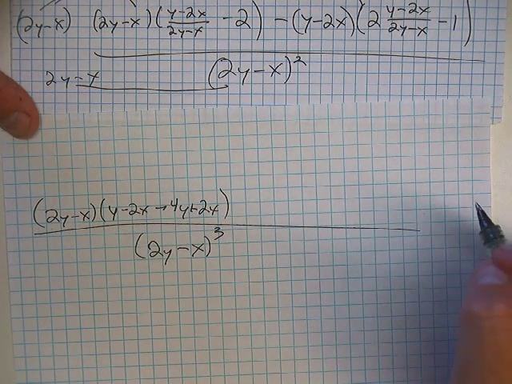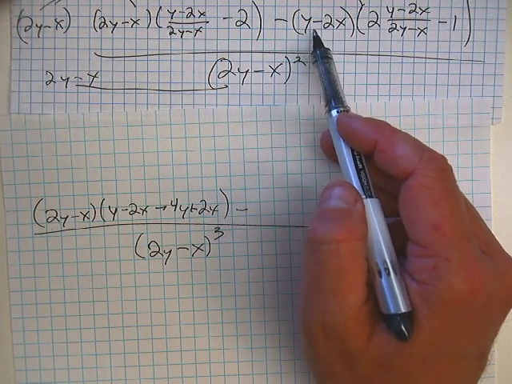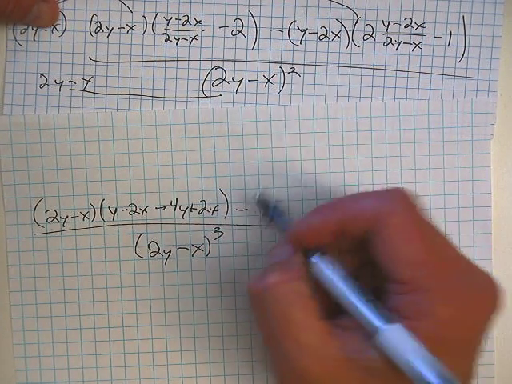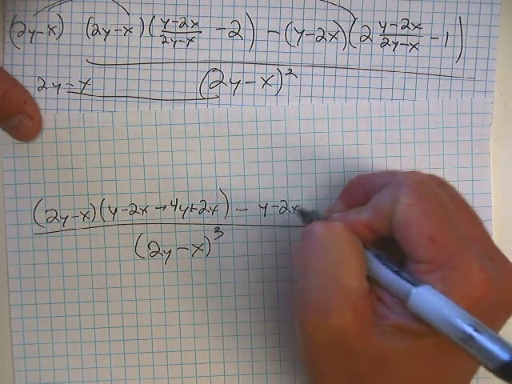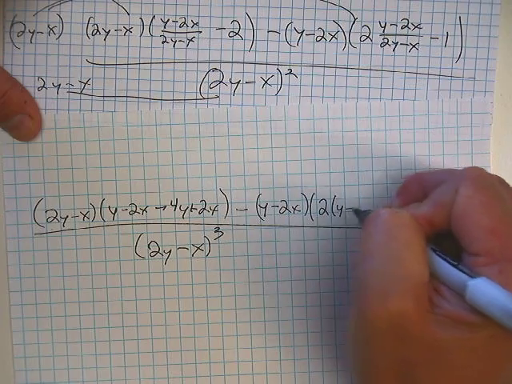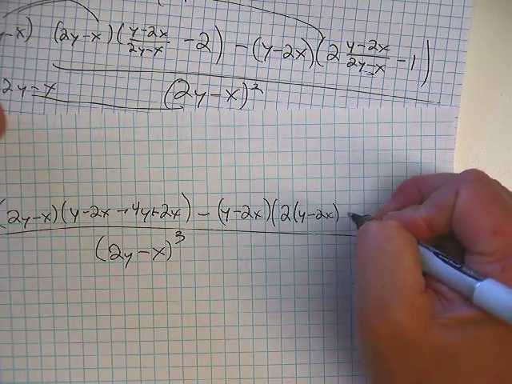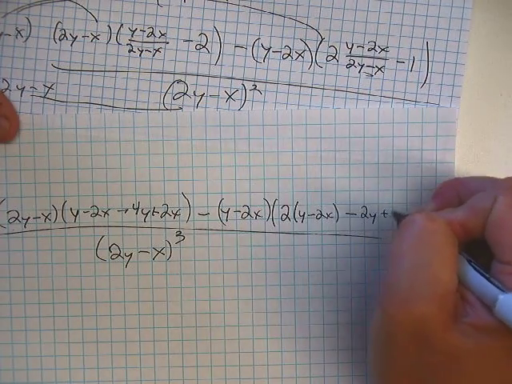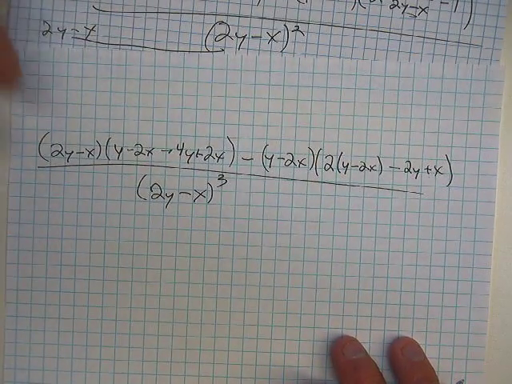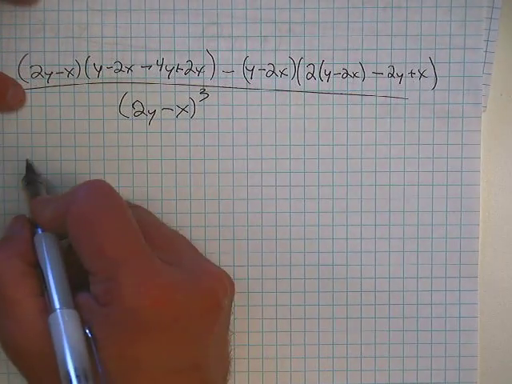My goodness, this is ugly. This one gives us y minus 2x times 2y minus x times this. We're going to be left with this y minus 2x times 2 times y minus 2x, because the denominator goes away. And then we're going to do minus 2y plus x. Totally ugly, I get it. Lots and lots of algebra going on here.